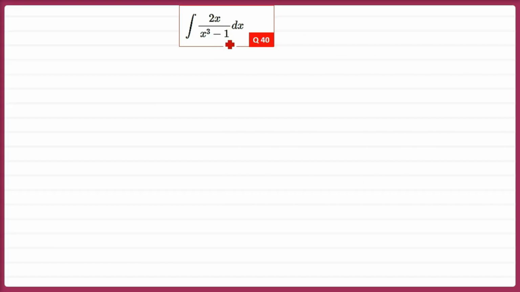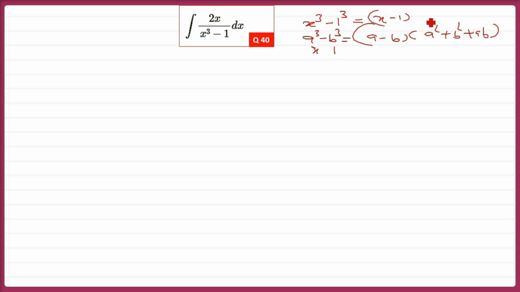2x divided by x cube minus 1. Now this x cube minus 1, we will just make it so easy. That is, if you just apply a cube minus b cube. A cube minus b cube is simply a minus b into a square plus b square plus ab. So a minus b, I am just expanding a cube minus b cube. A minus b, a square plus b square plus ab. Now you can take a as x, b as 1. It should be x minus 1 into x square plus x plus 1.